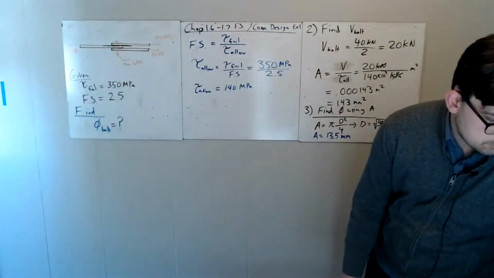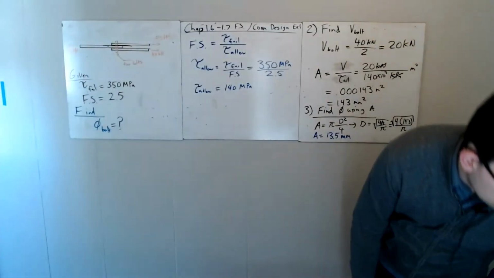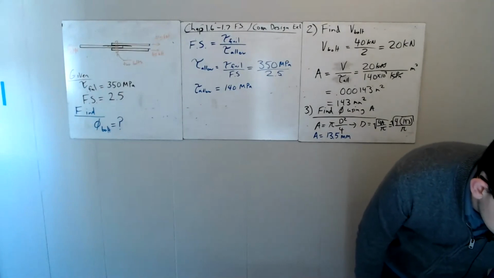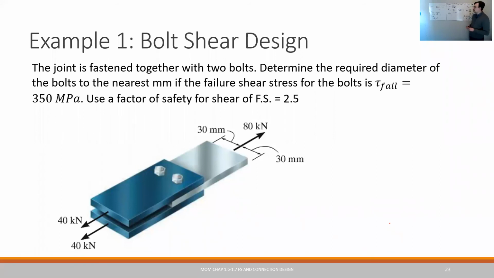Now, the reality is you're probably not going to be able to specify a 13.5 millimeter diameter. Let's go back and look at our question real fast. In this particular question, if you look closely, it says to round to the nearest millimeter. You can't actually specify a 13.5 millimeter bolt. When we're designing, we always want to round up. A bigger bolt is going to be safer. So we're going to round up here.